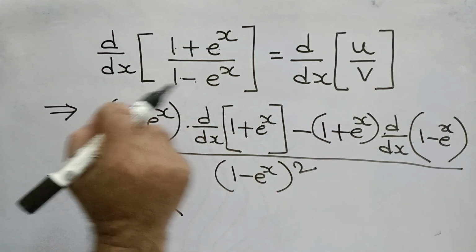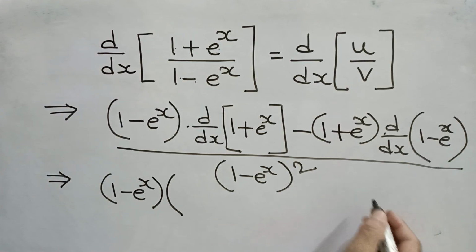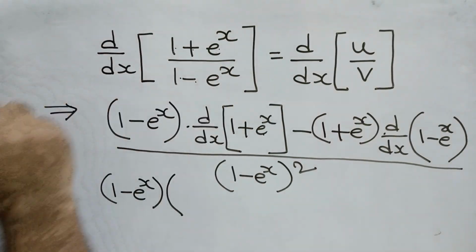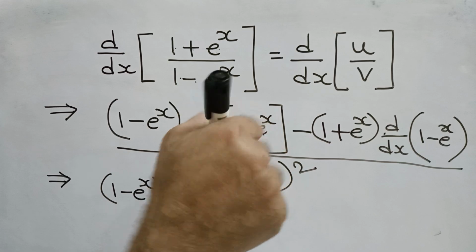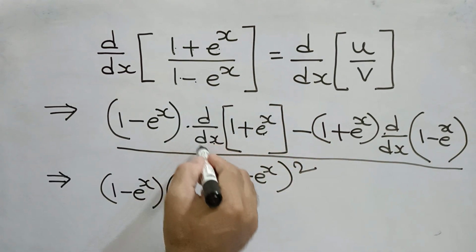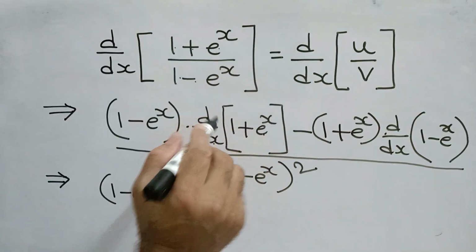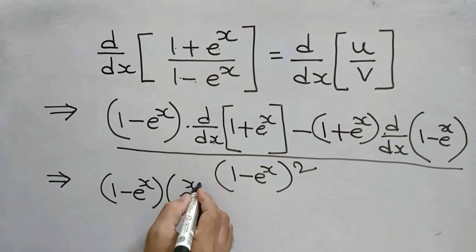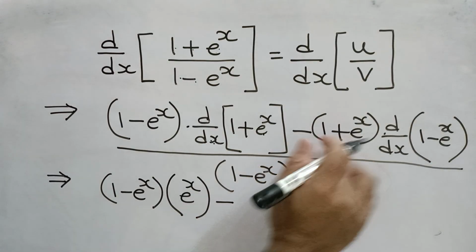And here, I remind you that d by dx of e power x is e power x only. Derivative of e power x: e power x is an exponential function. If you take the derivative of the exponential function, the answer is the exponential function itself. Therefore, d by dx of e power x is nothing but e power x only. Okay, e power x only, right? Then minus (1 plus e power x), right?